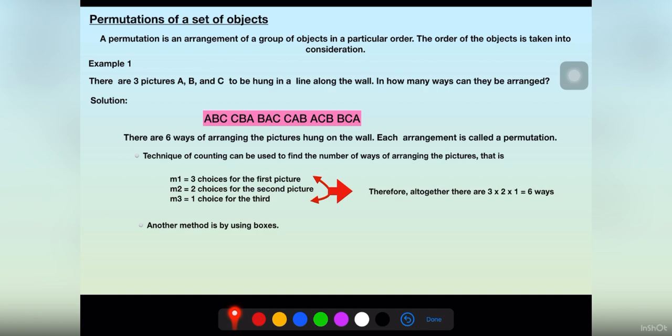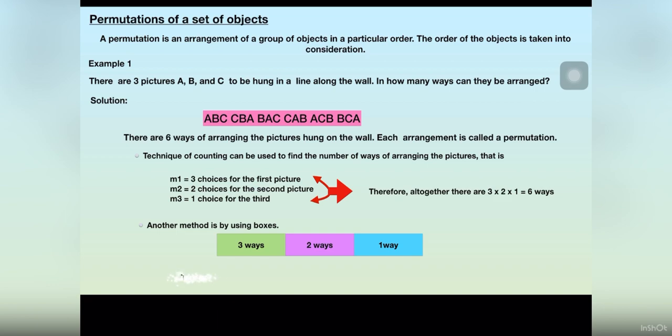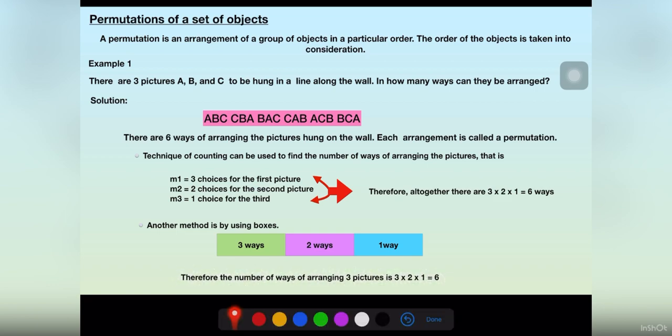Another method is by using boxes. For the first one, we have 3 ways, 2 ways for the second one, and for the third one we have 1 way. So therefore, the number of ways of arranging 3 pictures is 3 times 2 times 1 equals 6.